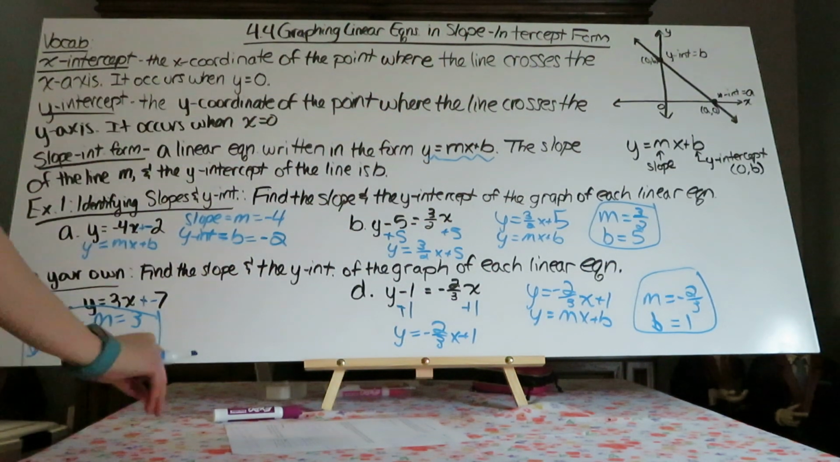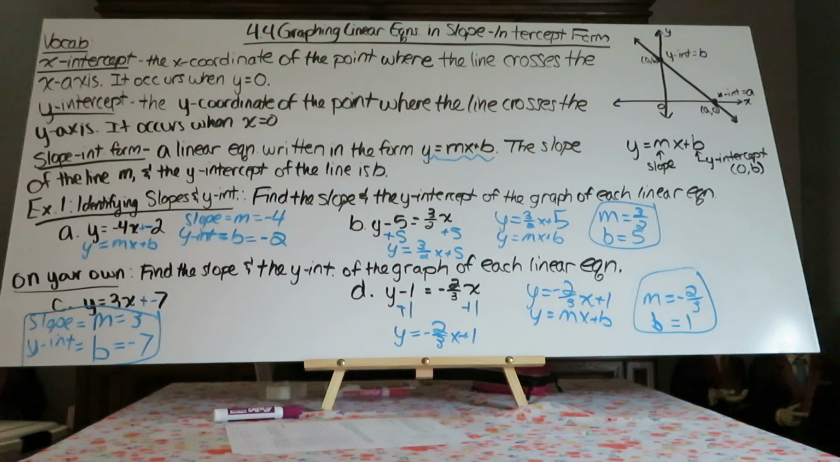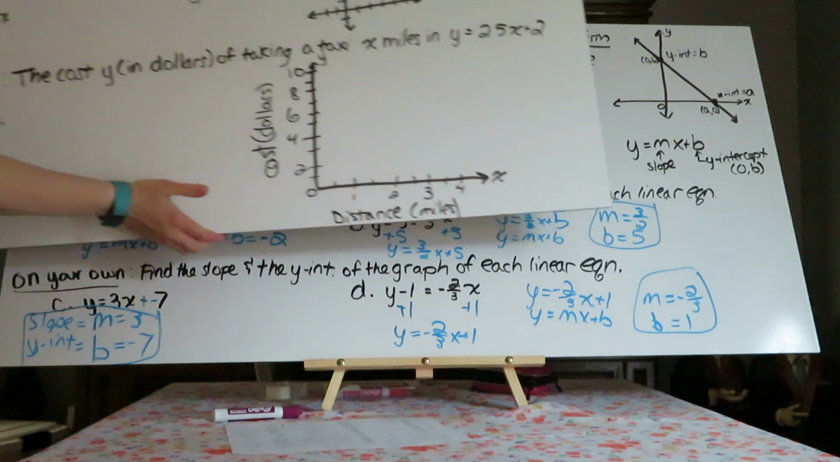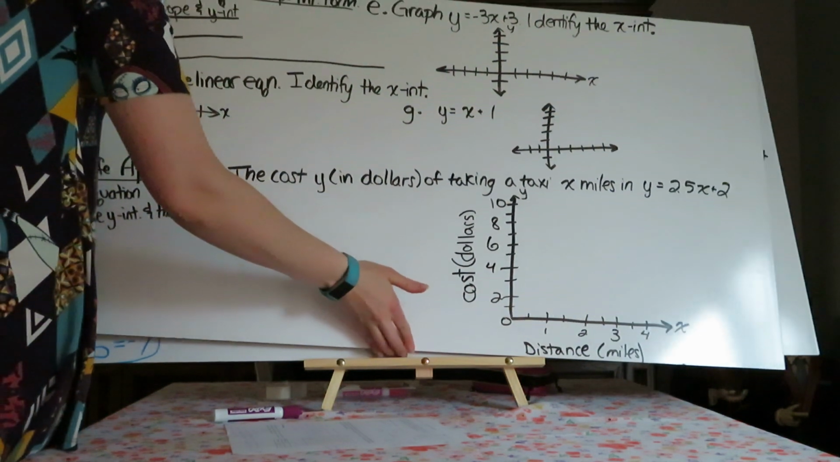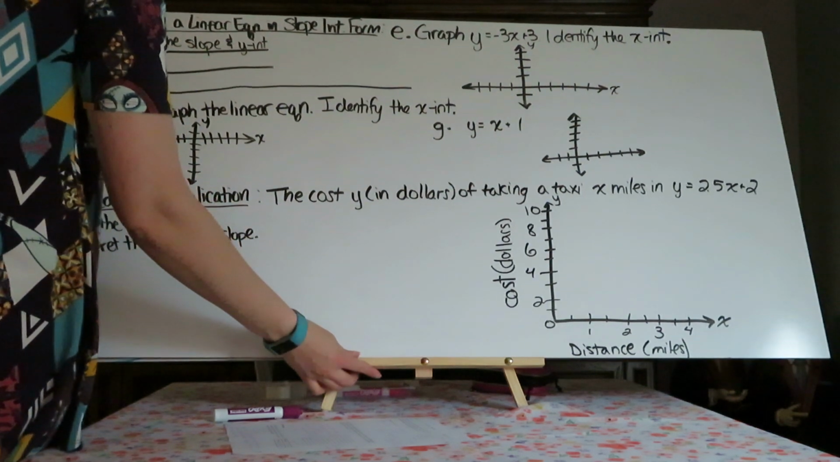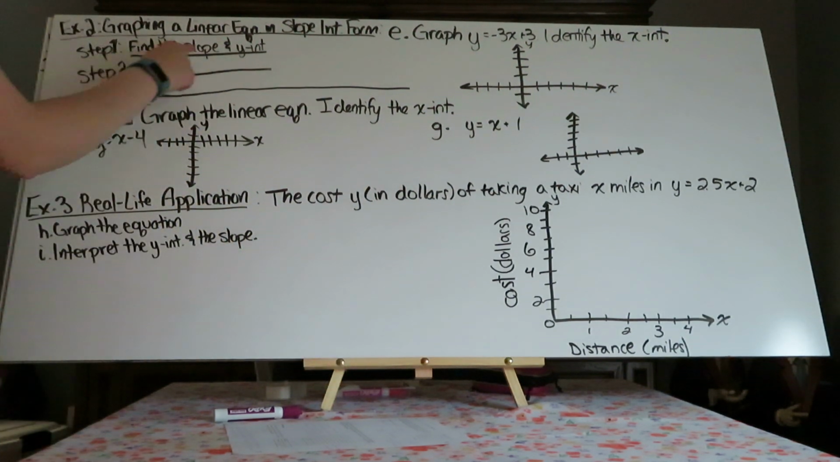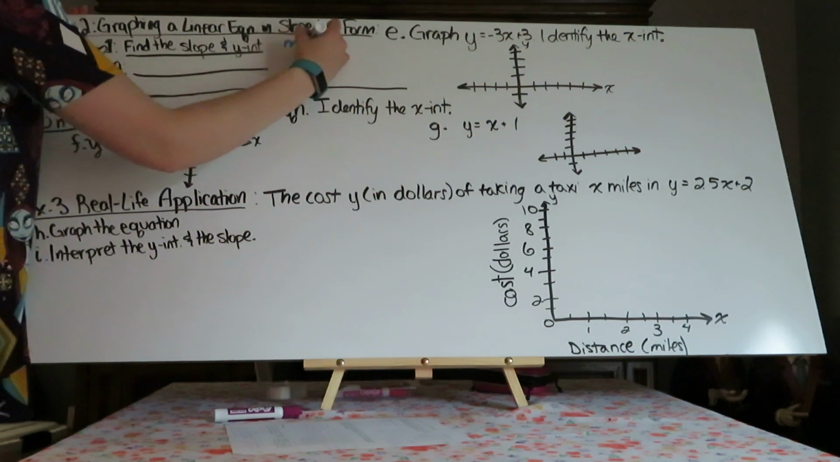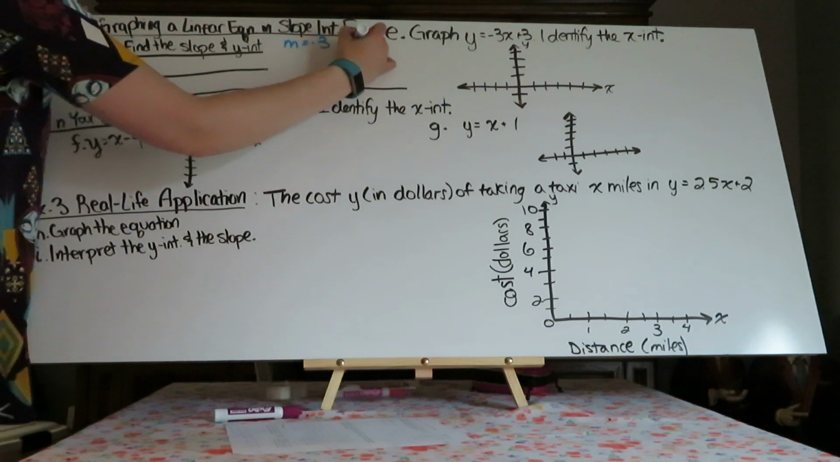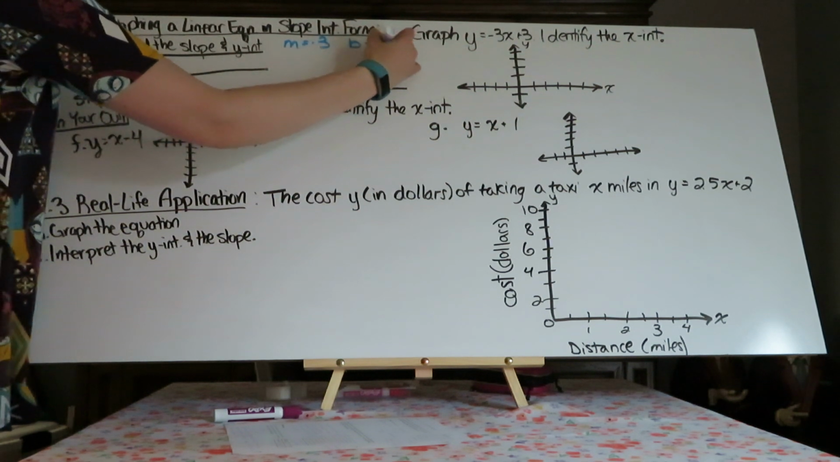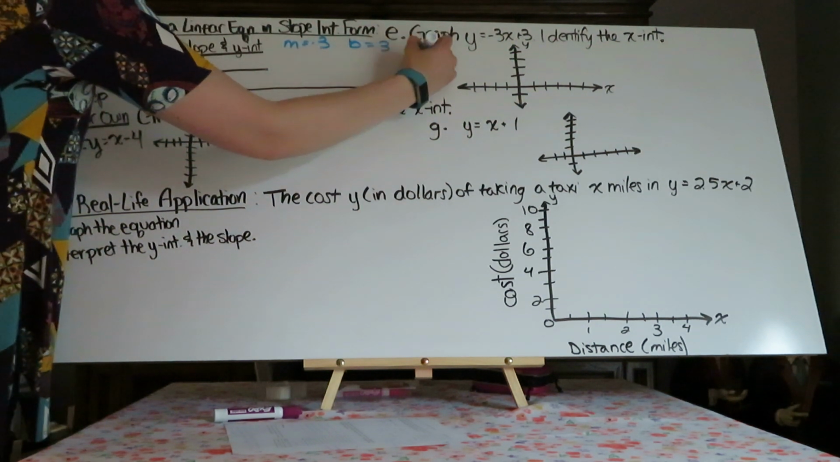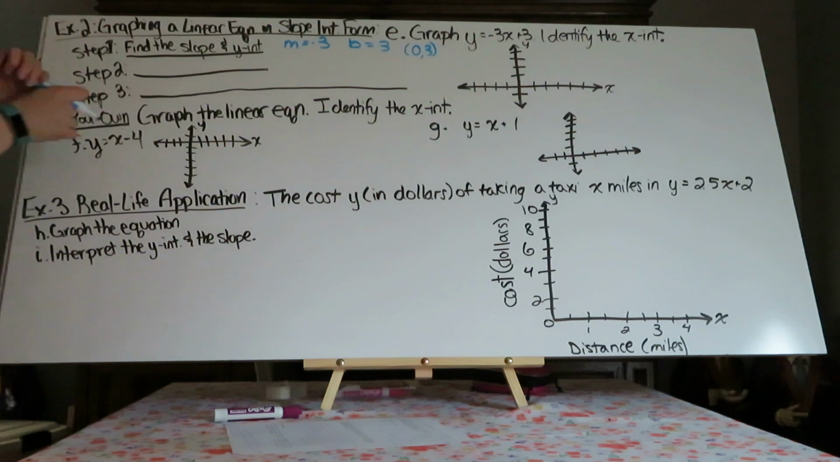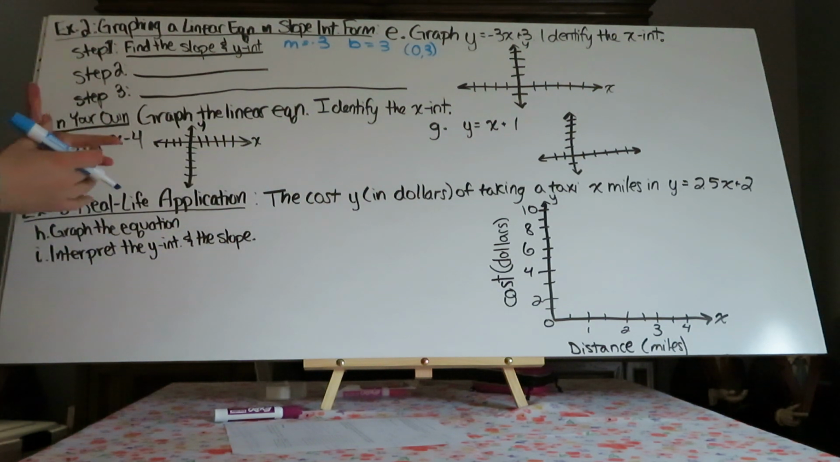All right, fabulous. We get the next board up for example 2. Graphing a linear equation in slope-intercept form. So we're going to graph y equals -3x plus 1, and we're going to identify the y-intercept. So step 1, find the slope and the y-intercept. So the slope equals -3. The y-intercept equals 1. In this case, it's going to be 0, 1. Technically, anytime we're talking about the y-intercept, it's always an ordered pair.